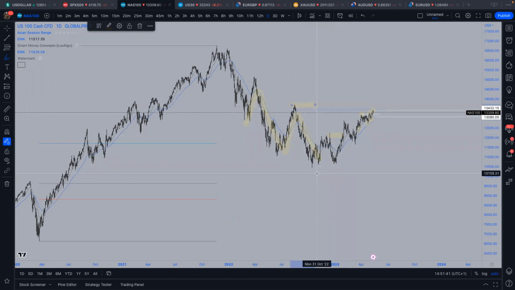So this is our high and this is our low. Realistically, if we break this high, then that's bullish, and then we look for pullbacks and continuations.